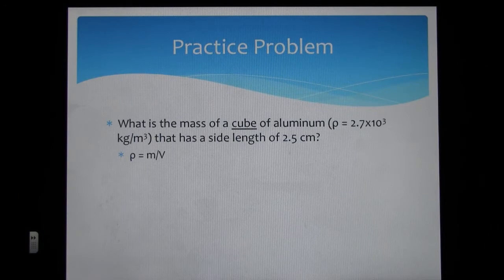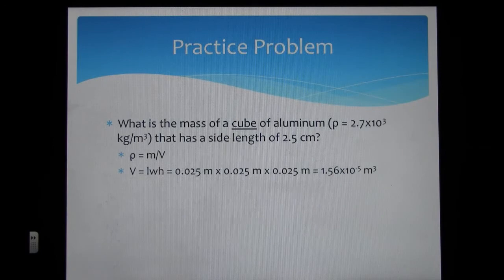Density is equal to mass divided by volume. We have the density, and we're solving for mass, but we don't yet have the volume, so we must first find it. The volume of a cube is equal to length times width times height. Each side is 2.5 centimeters, or 0.025 meters. So the volume, multiplying length by width by height, is 1.56 times 10 to the minus 5 meters cubed. Plugging in the density of aluminum and the volume of the cube into our equation, we can then solve for m, the mass, and we find the mass to be 0.042 kilograms.